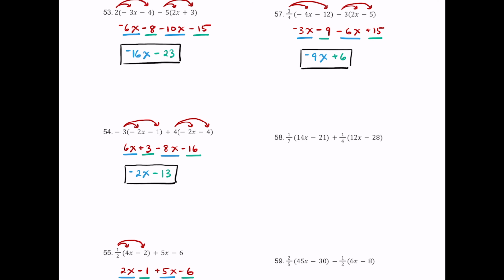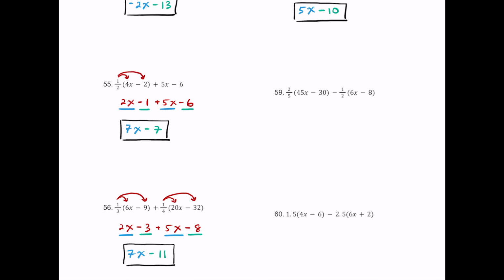For 58, we've got some more fractions to deal with here. So we have to take a 7th of this and a 7th of this. 14 divided by 7 is going to be 2, so we have 2x. And then 21 divided by 7 is 3, so minus 3. And then we're going to take a fourth of this and a fourth of this. So divide them both by 4. 12 divided by 4 is going to be 3, so we have 3x. And then 28 divided by 4 is going to be 7, so we have minus 7. 2x and 3x are going to make 5x when we add those together. And then negative 3 take away 7 is going to be a negative 10. So we have 5x minus 10.